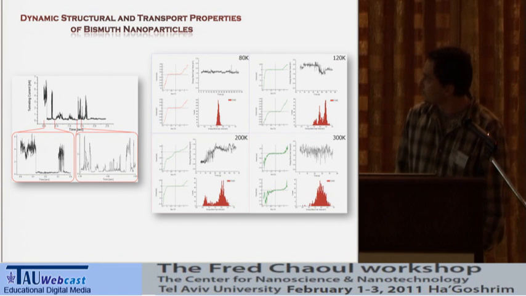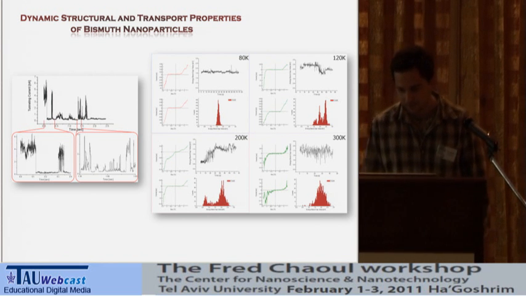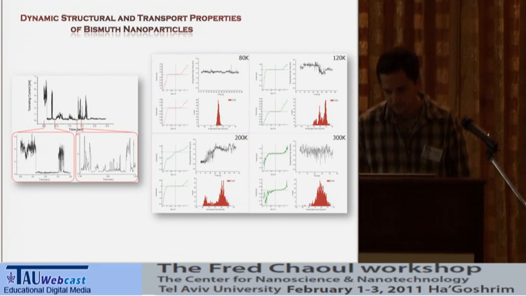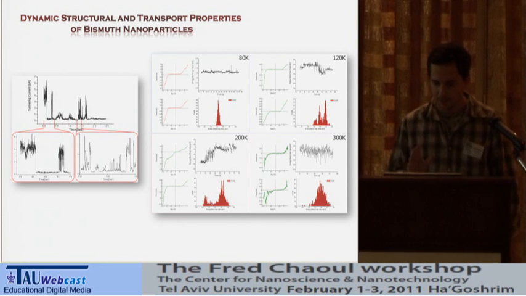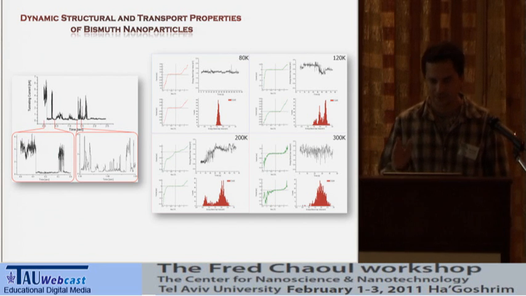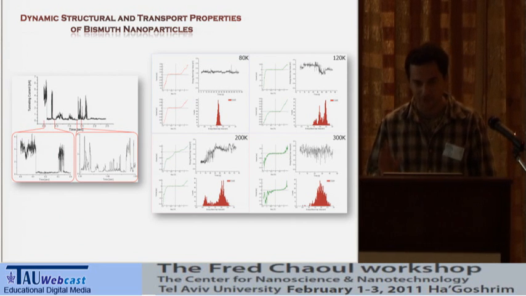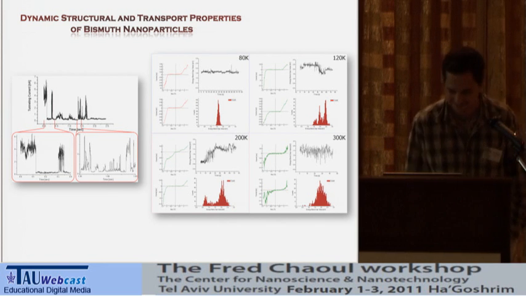And here we see some very strange behavior of a single particle, where a single quantum dot has several different band gaps at one time. But I will explain it to you later. Thank you.